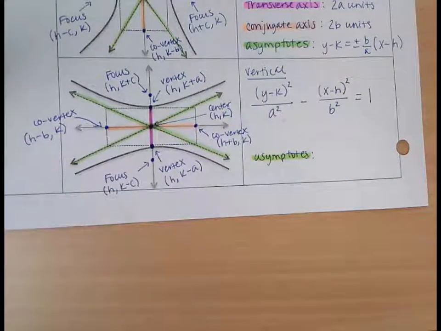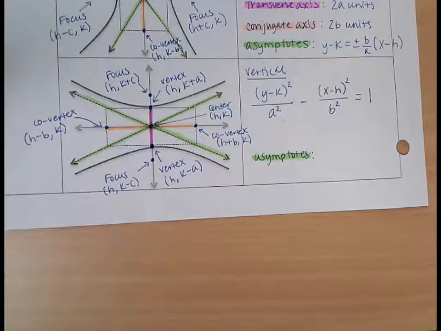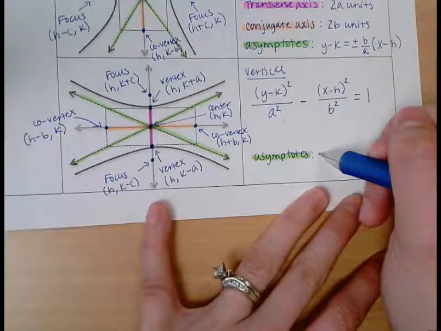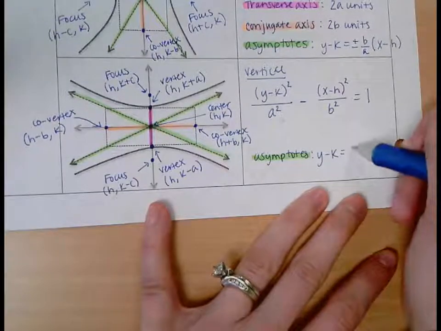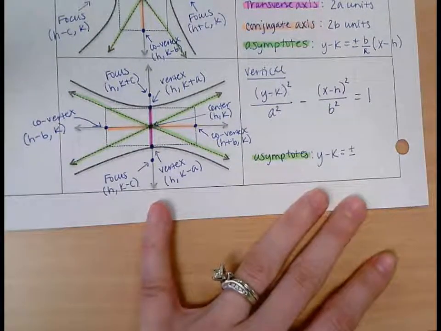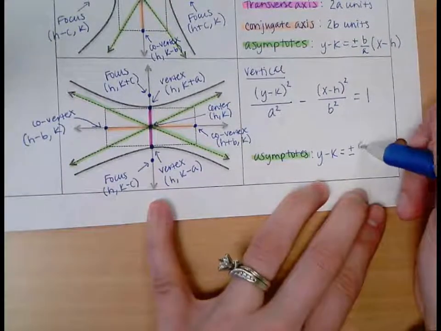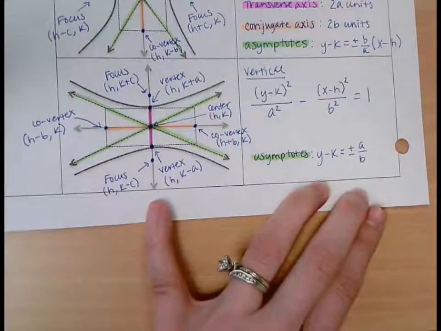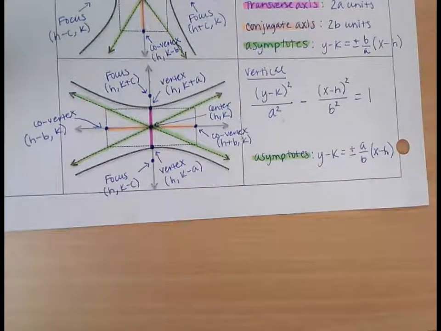What is different with this formula is the slope. So everything with the form of this equation is the same except the slope is different when you have a vertical hyperbola. So the asymptote formula is y minus k equals plus or minus, because again, one line has a positive slope, one has a negative. The slope is the reciprocal. It's a over b. And the times the quantity x minus h.